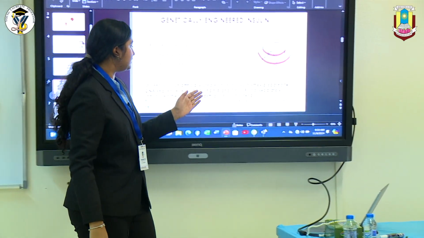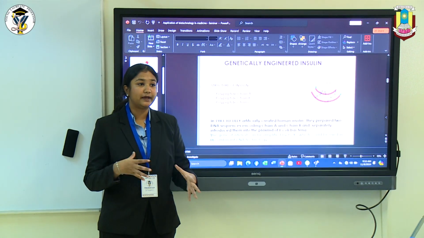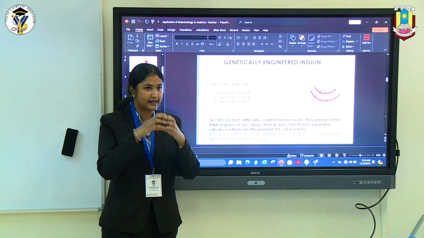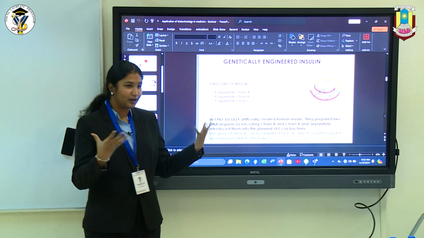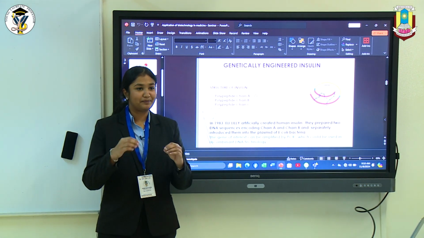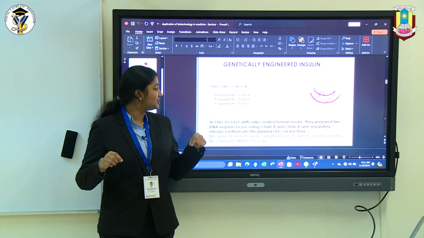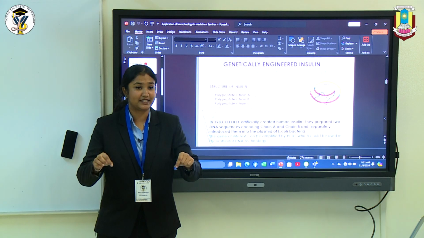So in 1983, an American company, Eli Lilly, artificially created human insulin by preparing this human insulin in a lab. They made it. How? I'll show you. So they prepared the DNA sequences that code for chain A and chain B and introduced them into the plasmid of E. coli bacteria separately.